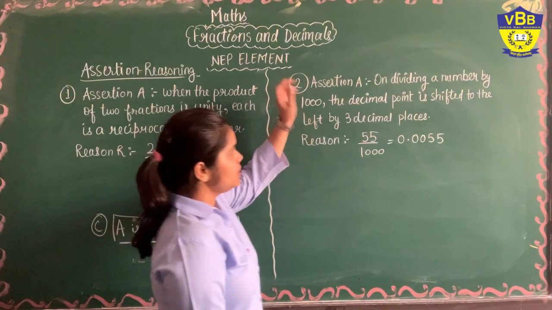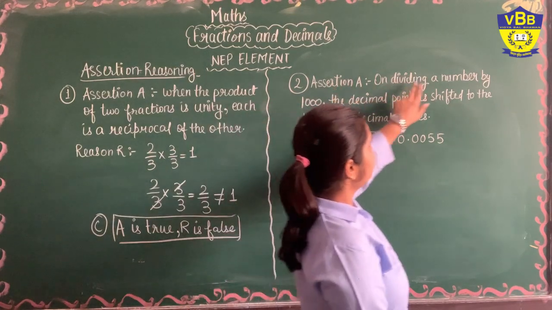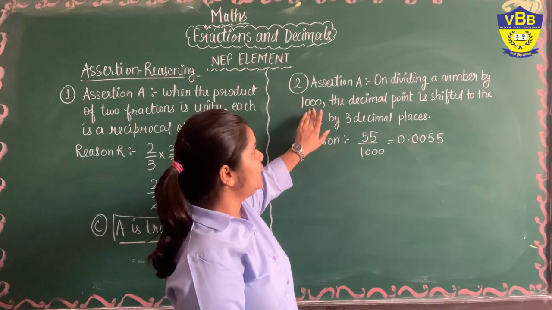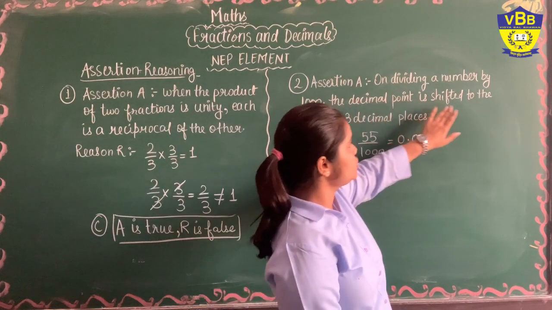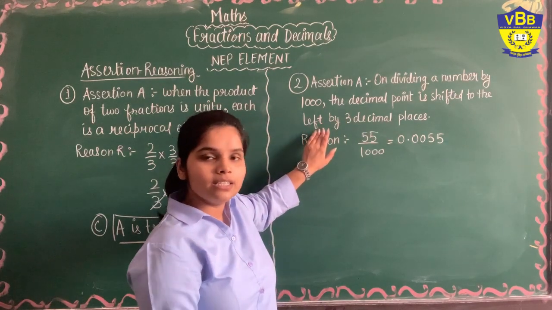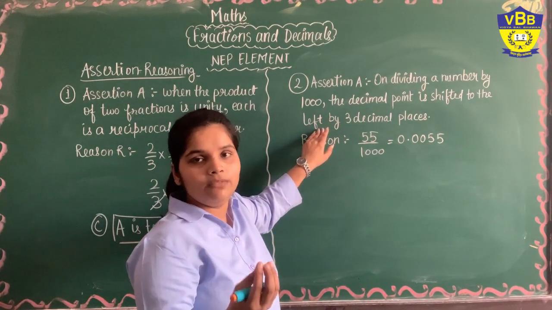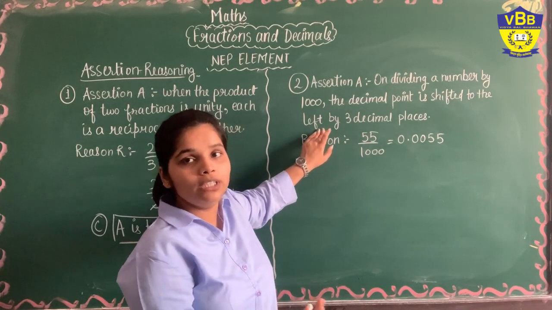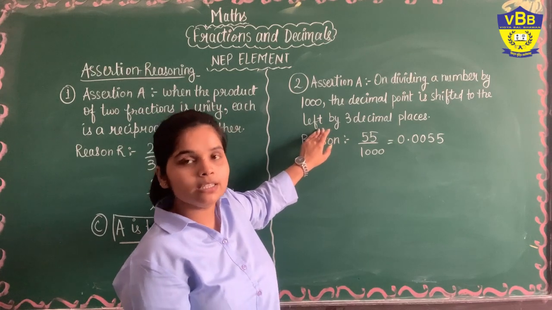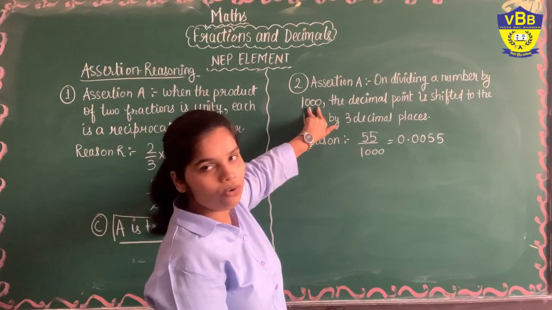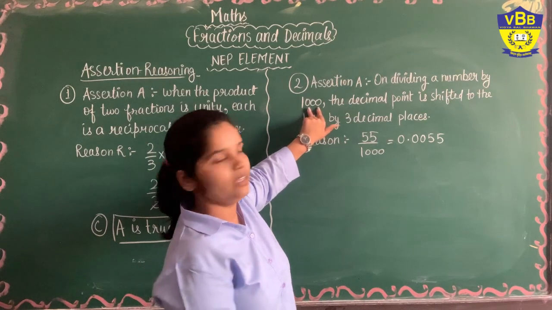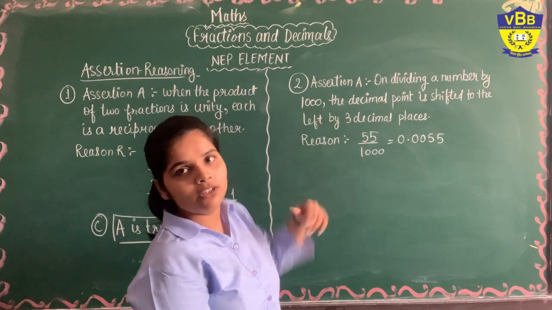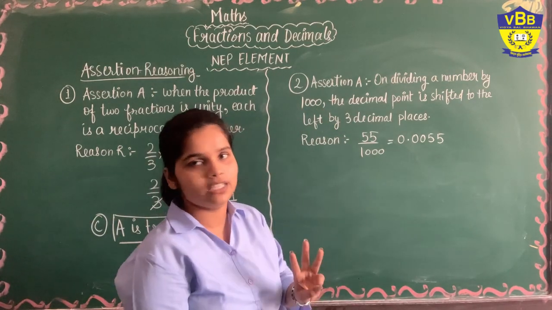The next question. The assertion given here is, on dividing a number by 1000, when we are dividing a decimal number by 1000, the decimal point is shifted to the left side. This is correct. We have studied that when we divide a decimal number by a multiple of 10, 100 or 1000, we shift the decimal point to the left side. By how many places? By the number of zeros the divisor has. We are dividing the number by 1000. Thousand has 3 zeros. The decimal will shift to the left side by 3 decimal places.